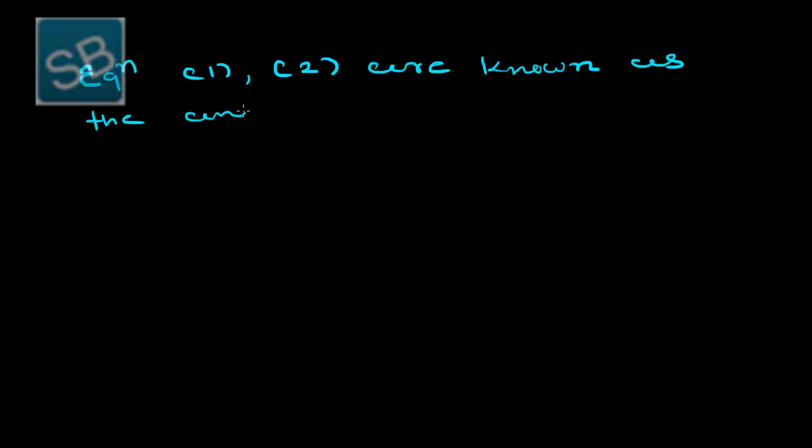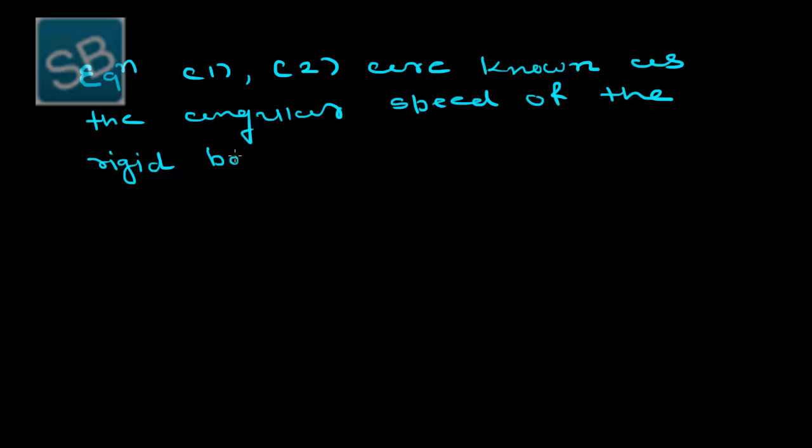So equation 1 and 2 are both also known as the angular speed of the rigid body at time t.